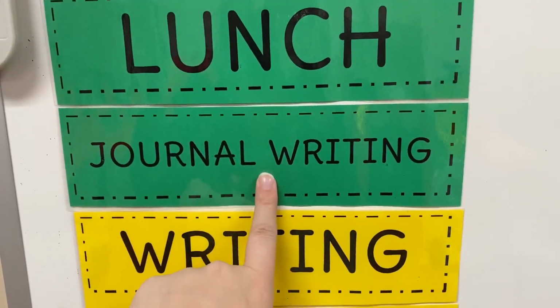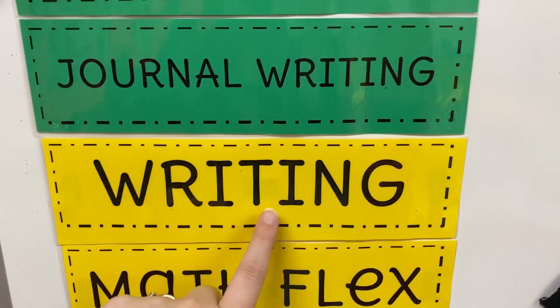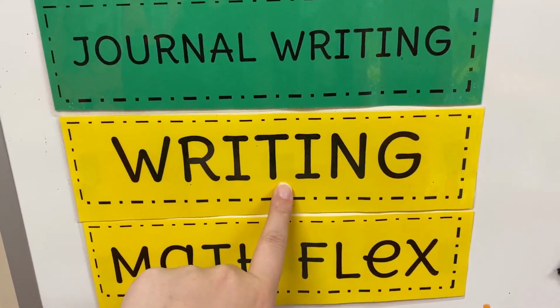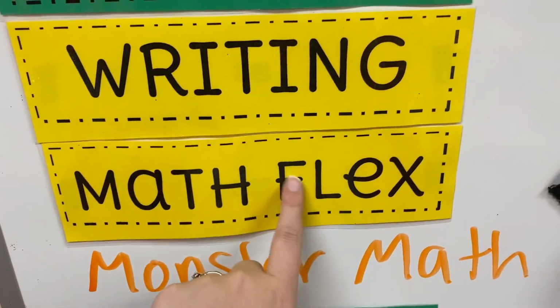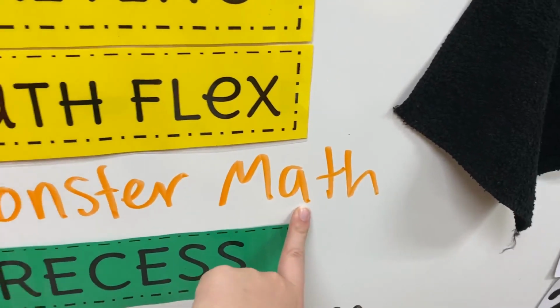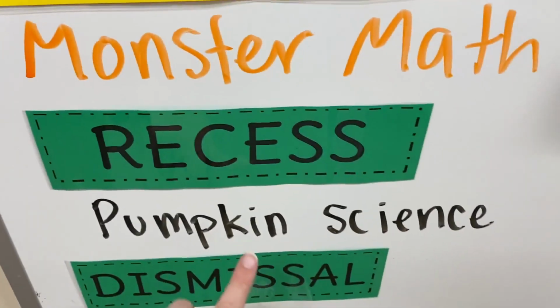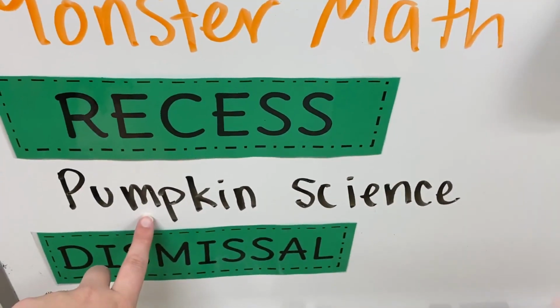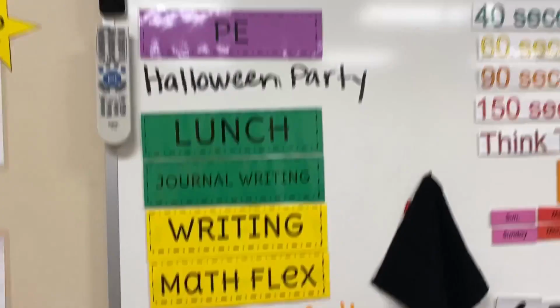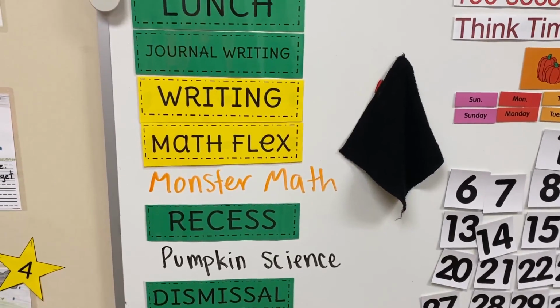They'll come back and write in their writer's journal. They've been working on haunted house writing. I can show you the sign for it really quick. And then we have something called Math Flex, so I'll go to that. And then we're gonna do the Monster Math, and I will show you what that is in a second. They'll go to recess, we're gonna do our pumpkin science, and then it will be time to go home. So it's gonna be a really fun, fast day, I think.